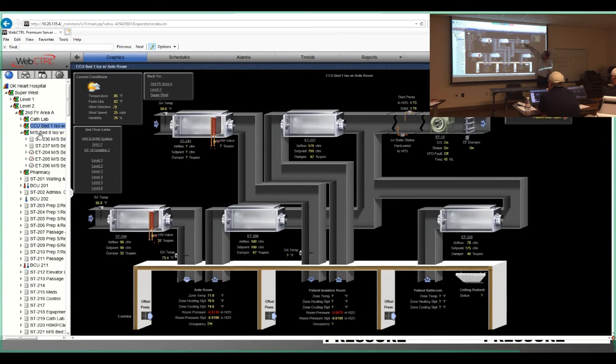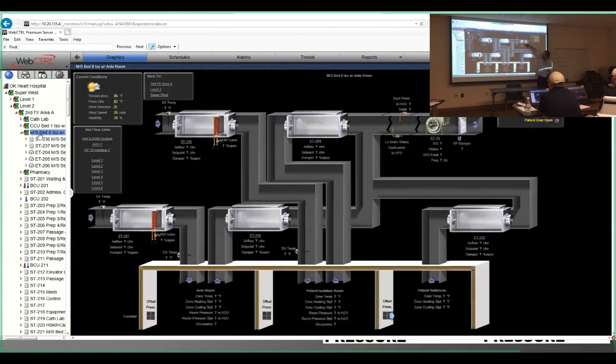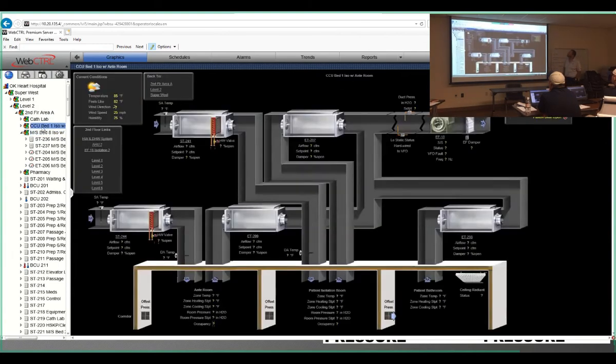Let's go back to the other one. Oh, I lied to you. There was one exhaust fan feeding both isolation rooms. I thought they were dedicated. Click on the other one, Isolation 2. Okay, we have 18. Well, that's the same information for that exhaust fan. Maybe there's just one for those two.